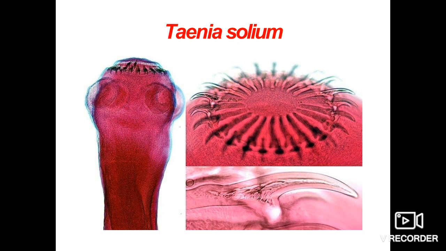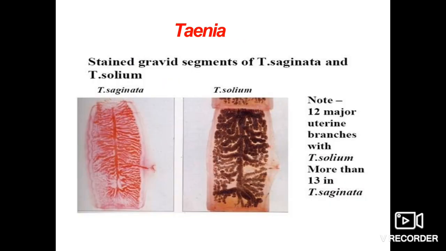The strobila is divided into segments called proglottids. And proglottids, here you can see different segments of Taenia solium and Taenia saginata in both diagrams. The proglottids can be 800 to 900 in number, and body growth starts from the neck region. So the oldest proglottids are at the posterior end.